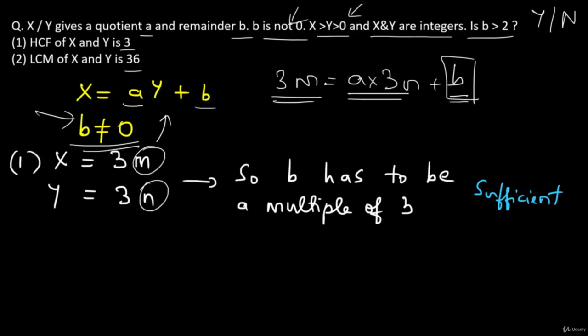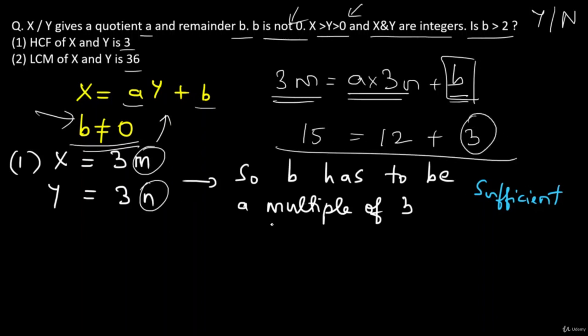Alright, now let's take an example so that you understand this well. If you take x as 15 and say y as 12, right? You can see that b has to be equal to 3. Only then this is true, right? And this is a multiple of 3.